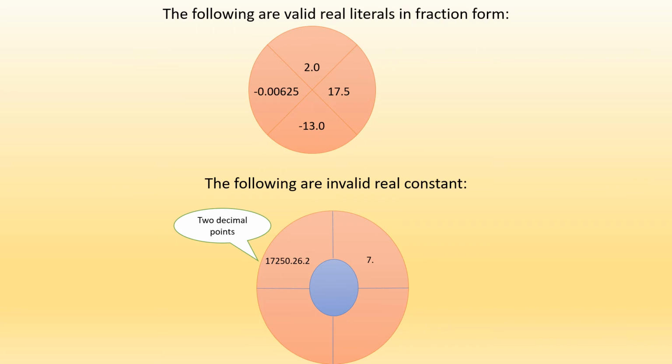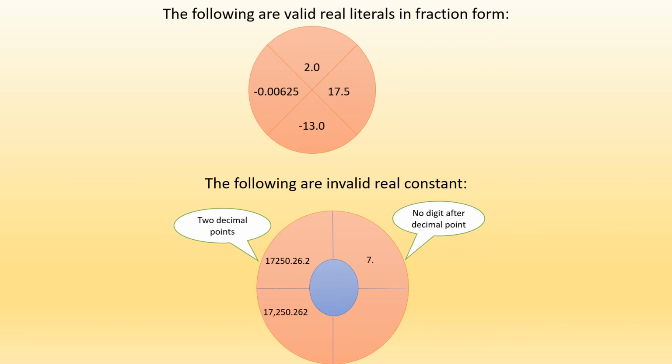Another example is 7 point. This is also invalid because we have already gone through the rule that it should have at least one digit before the decimal point and at least one digit after the decimal point. So here in this example, 7 point, there is no digit after the decimal point. So this is also invalid.